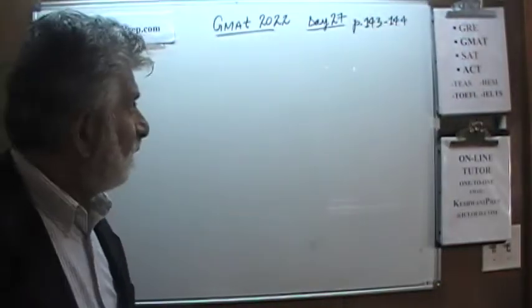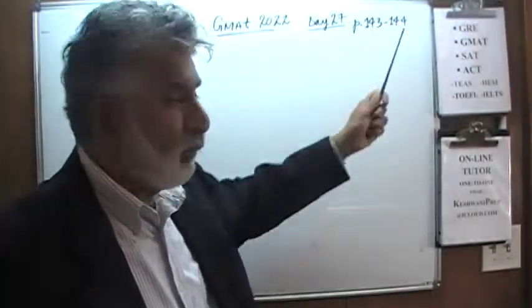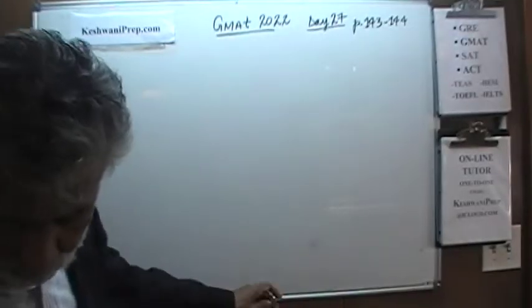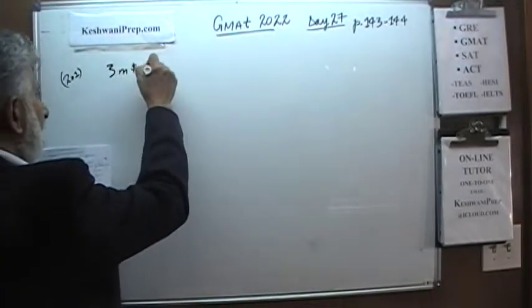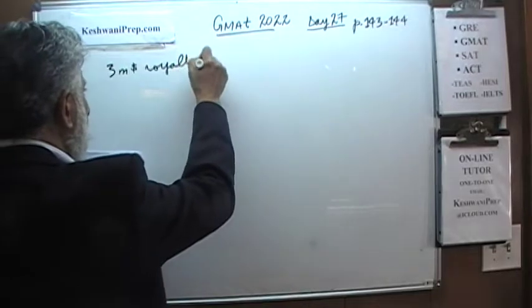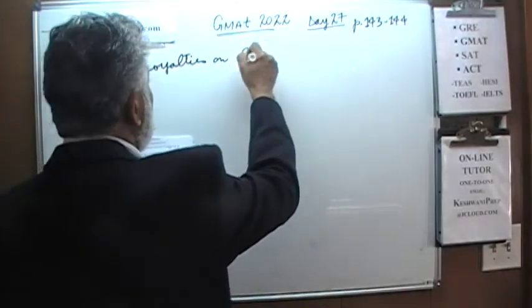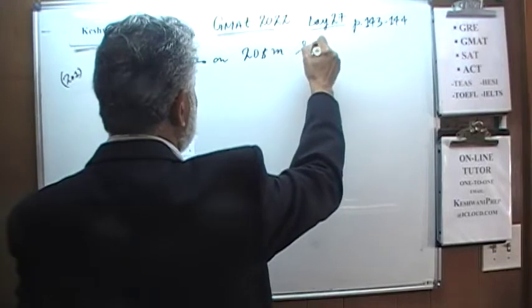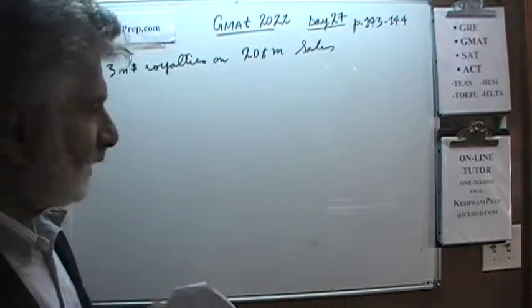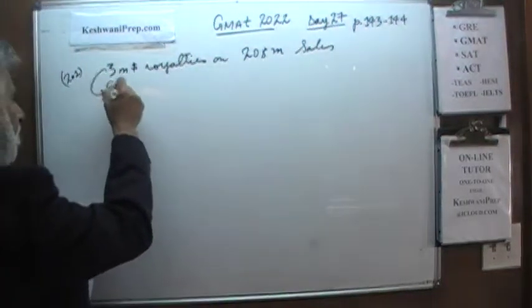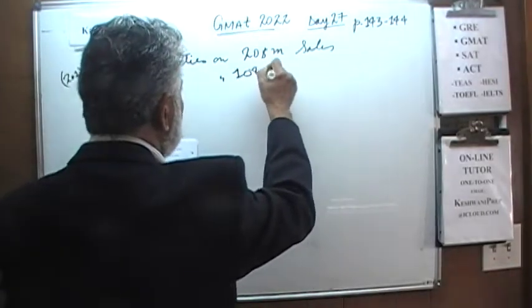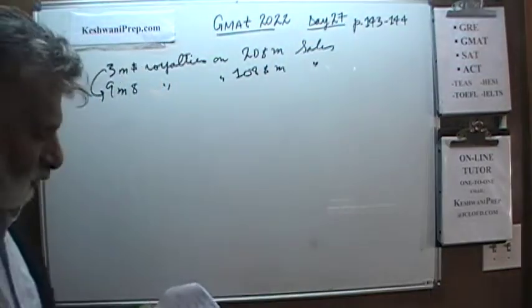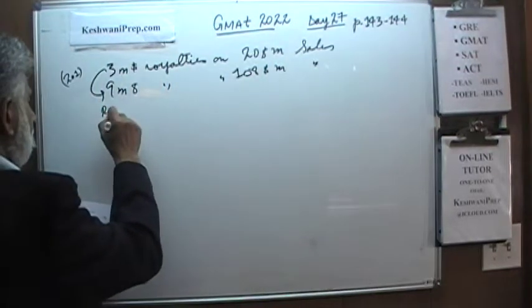Today we're going to solve some problems that you will find on page number 143 and 144, beginning with 201. Let's take a look at it. In 201, we are told that we have $3 million in royalties on $20 million sales. We are told further that the following year, we had $9 million in royalties on $108 million sales.